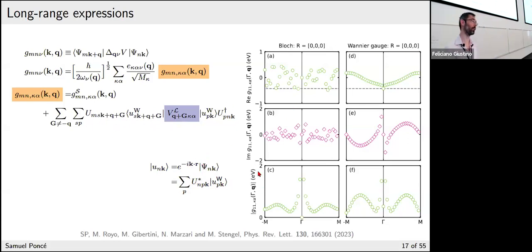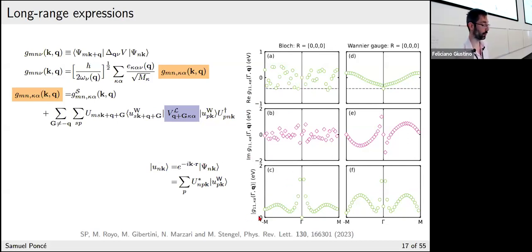And why do we want to do this? What is the main reason? If you look at the electron-phonon matrix element, the real part and the imaginary part, as a function of q, you can see that they're completely random because you have a random phase. And so this is not great if you want to interpolate. You would like to have something smooth.